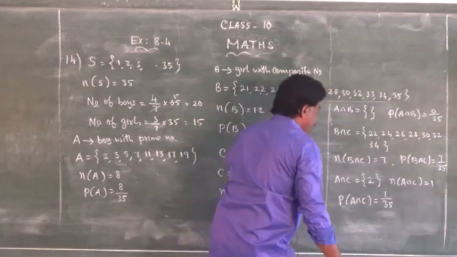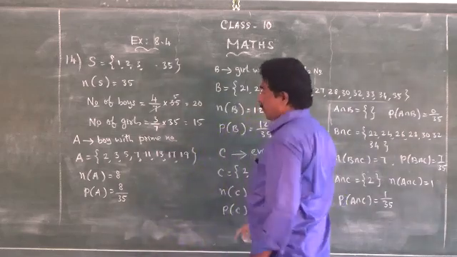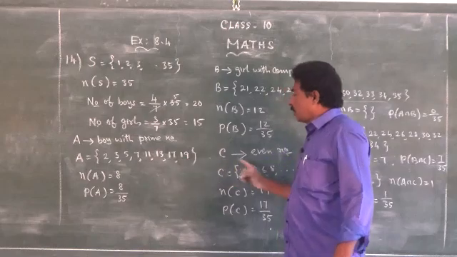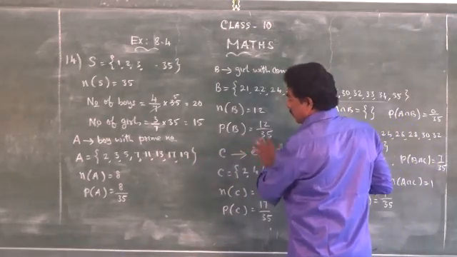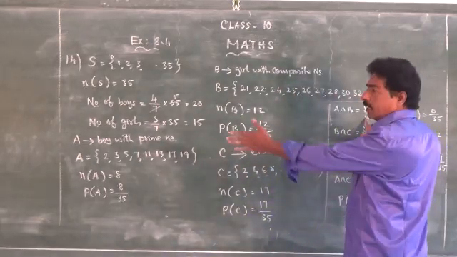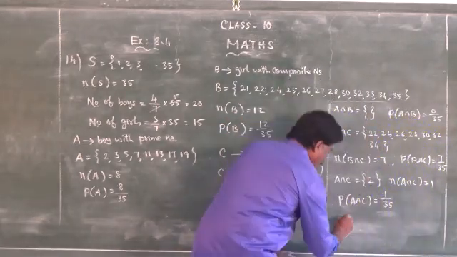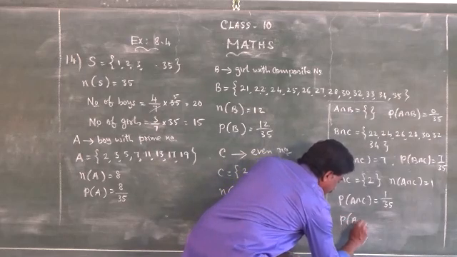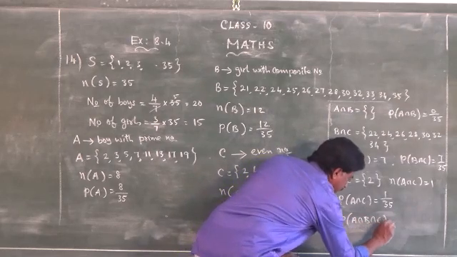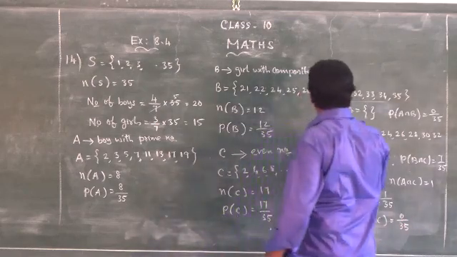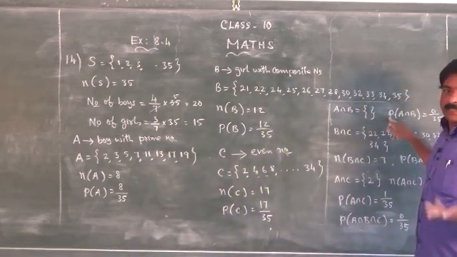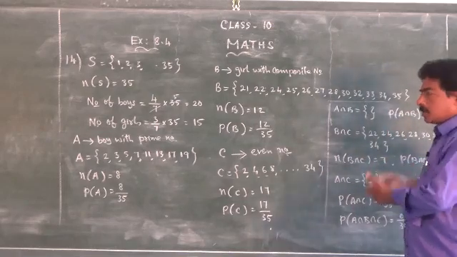Now A intersection B intersection C you have to find. What is common in all the three? A intersection B itself is the null set, so there won't be anything common in all the three. So P(A∩B∩C) is 0/35. Why is it 0? Because A intersection B is the null set. There is nothing common here itself, so how will it be common in C?